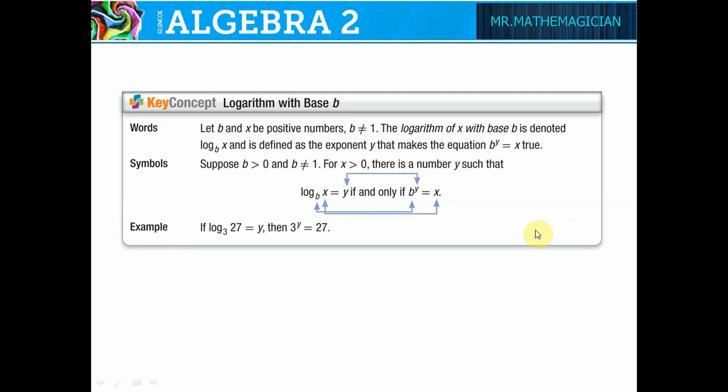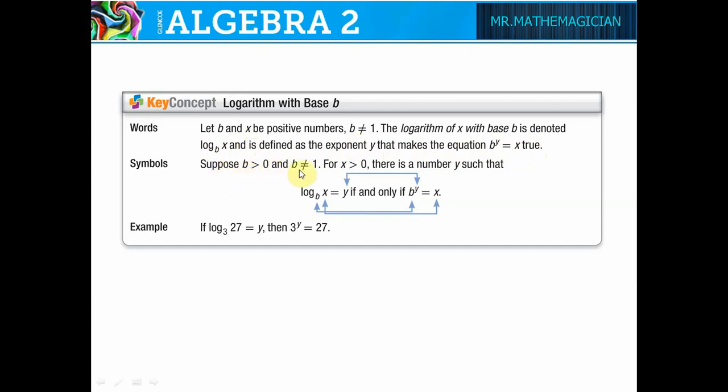This is Mr. Mahmoud explaining Algebra 2, and this is chapter 6, lesson 4, logarithms and logarithmic function. Let b and x be positive numbers and b not equal to 1. The logarithm of x with base b is denoted by log x base b and is defined as the exponent y that makes the equation b to the power of y equal x true.